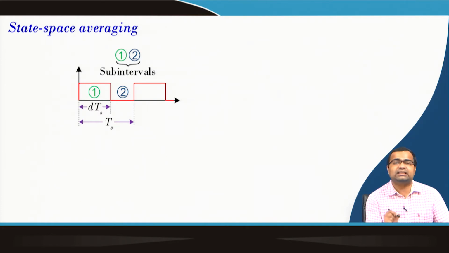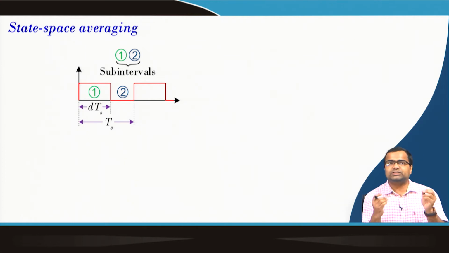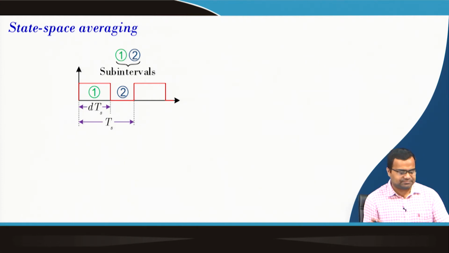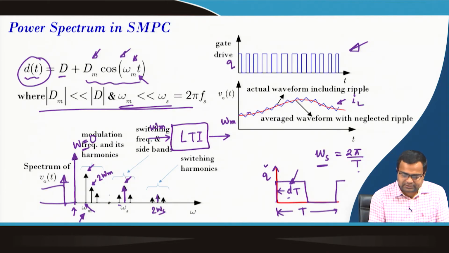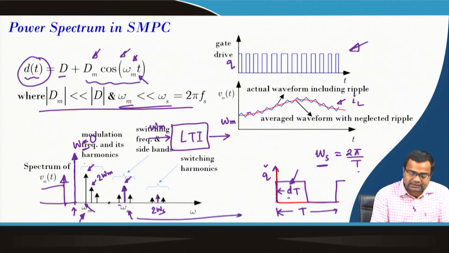This requires the assumption that the ripples are negligible compared to the average dynamics, or the ripples are very fast, or this is the assumption where the switching frequency is infinitely fast. If the switching frequency is infinitely fast, that means this particular frequency will move farther to the right side, far away, and then we can simply extract the information corresponding to omega m.